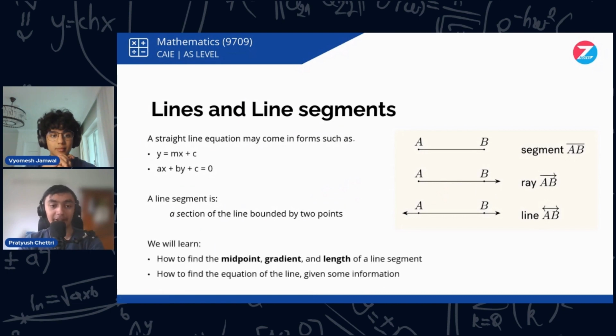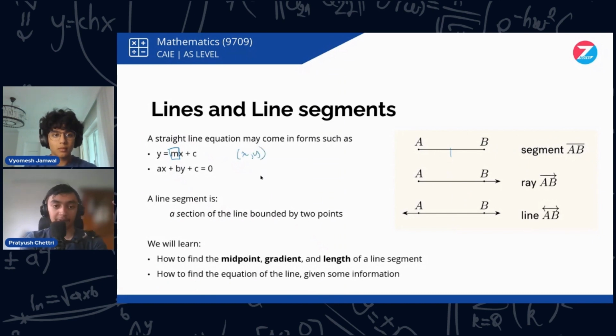We will learn how to find the midpoint of a line, or more accurately, a line segment, because those have a start and end. The gradient of a line. A line can have a gradient because you don't need a definite start or end point. And the length of a line segment, which, again, needs a start and end point. And you're going to learn how to find the equation of the line, given some information such as either the gradient or a point on the line, x, y, or two points on the line.